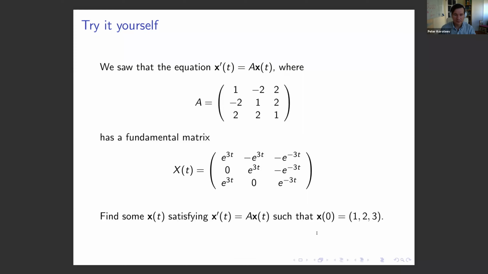So now you can try it by yourself with our first example of the 3 by 3 matrix. Assuming that we know the fundamental matrix X, solve the initial value problem, which satisfies X prime is equal to A X of t, with the initial condition that X of 0 is equal to 1, 2, and 3.